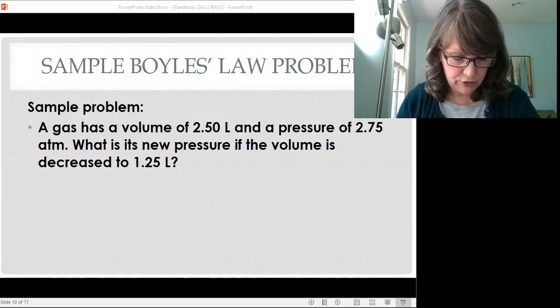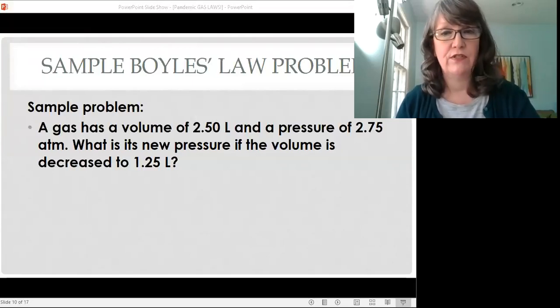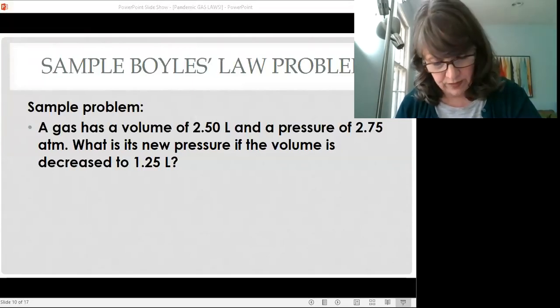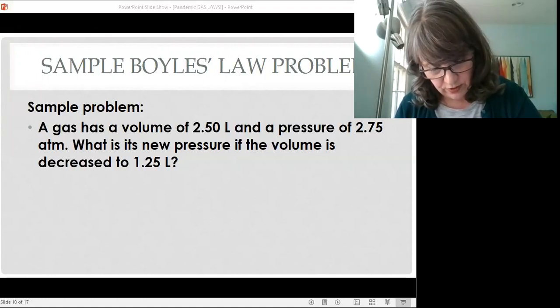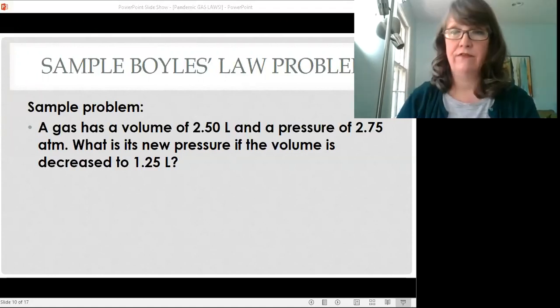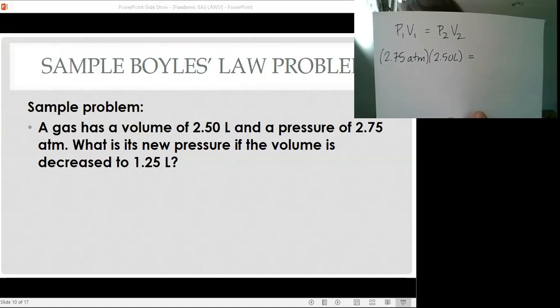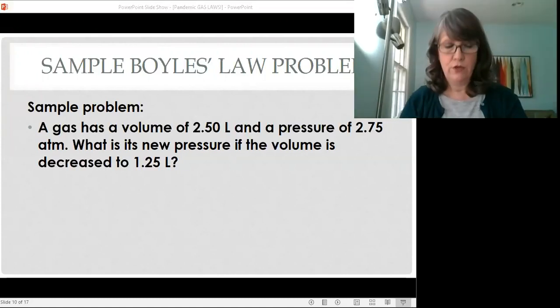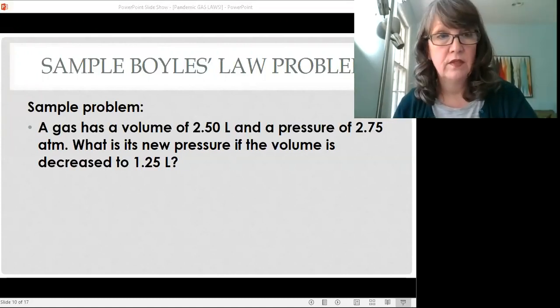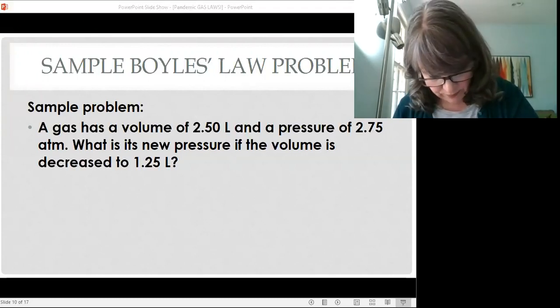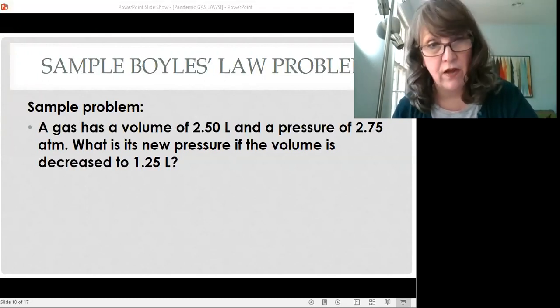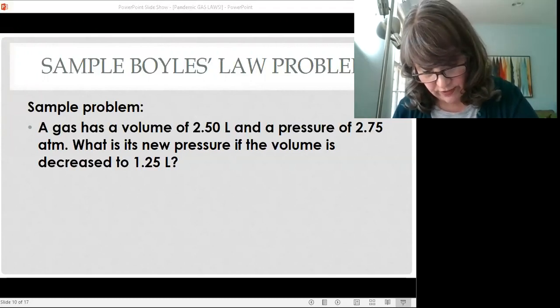So my first pressure is 2.75 atmospheres, and my first volume is 2.5 liters. So that's going to go on the left. And then on the right, I'll put my new pressure, which I don't know, that's what I'm looking for, times my new volume, which is 1.25 liters.